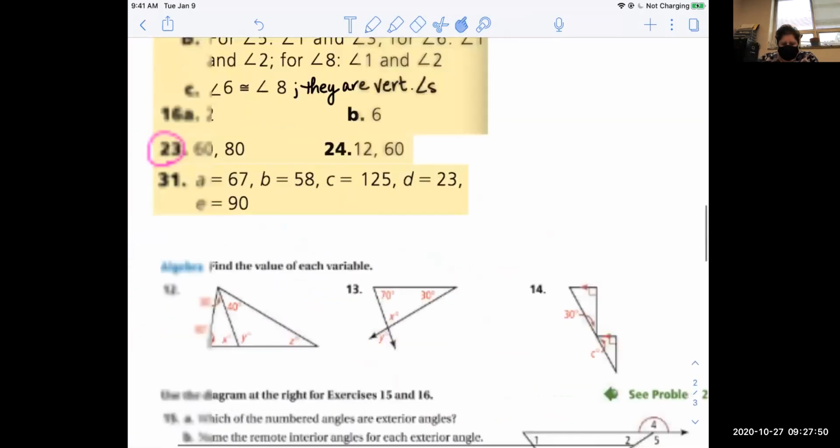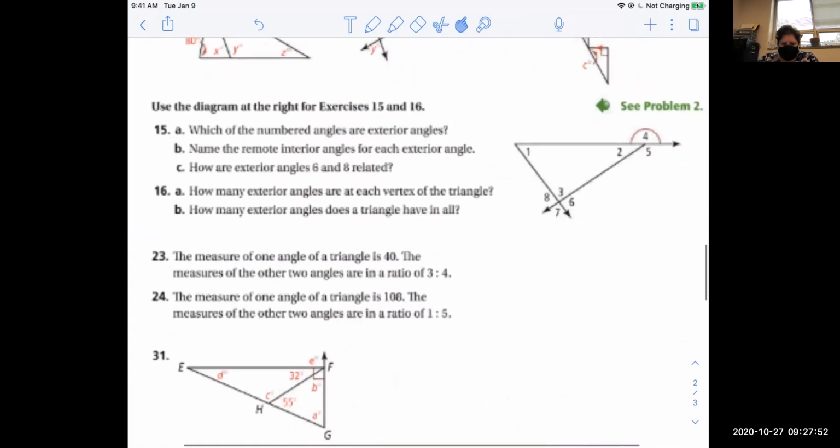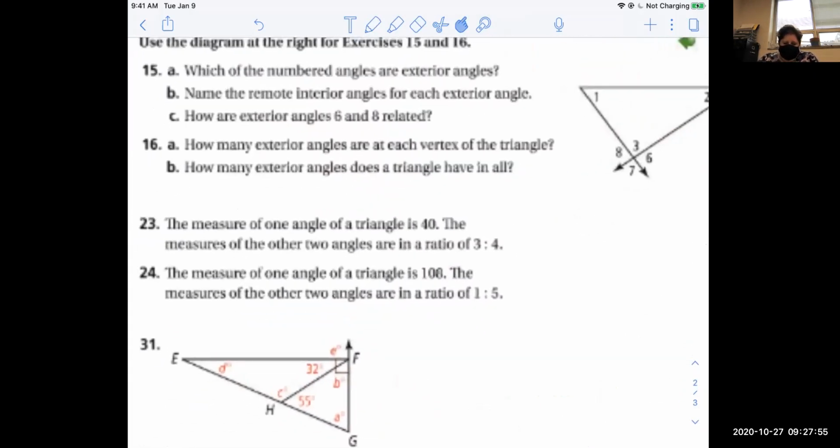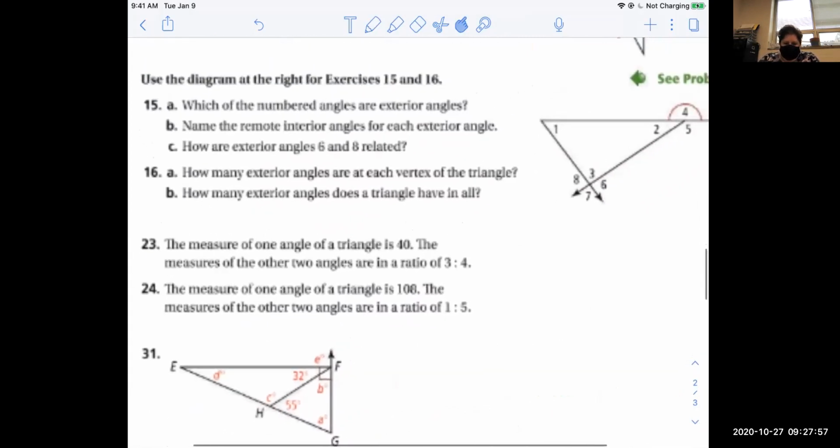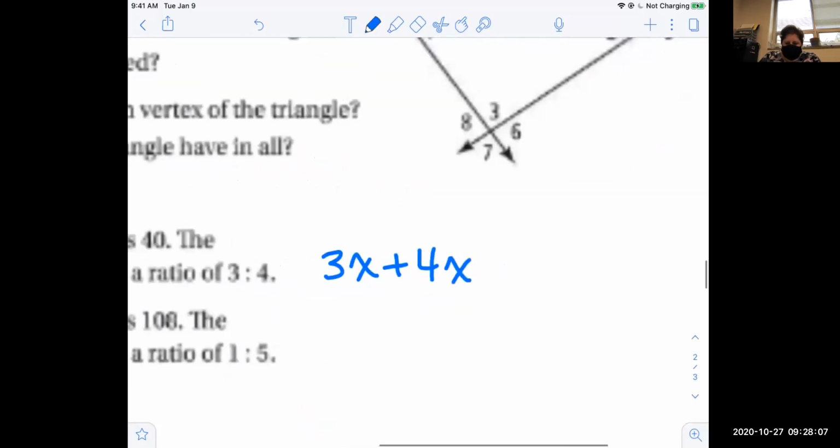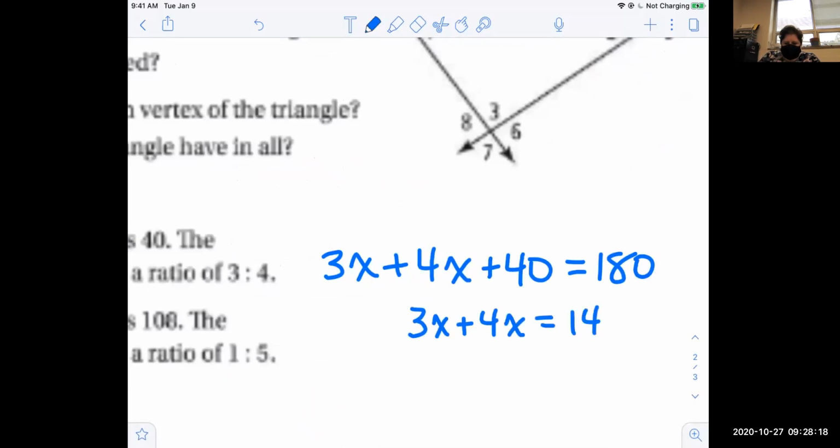Okay, and then number 23, I think was an algebra one. The measure of one angle of a triangle is 40. The measure of the other two angles are in a ratio of 3 to 4. So since the other two angles are 3 to 4, that means that you can say 3x plus 4x, and then plus your third angle, which is 40, equals 180. Or you can just say that 3x plus 4x equals 140, because if the third angle is 40, then the other two have to add to 140. So if 7x equals 140, then x equals 20.